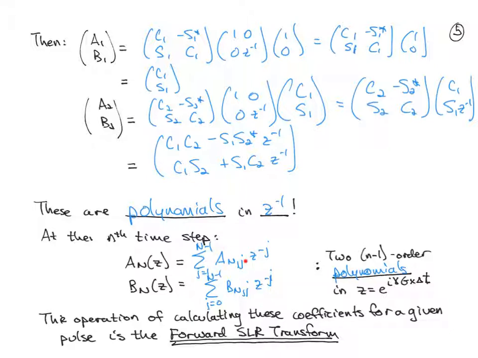Note here that the a sub n j's and b sub n j's are not the same things as the a sub i, b sub i's that you would get by propagating forward in time. They're the coefficients of the final polynomial after all the time points up to time point capital N. So the operation of calculating these coefficients for a given RF pulse is called the forward SLR transform.